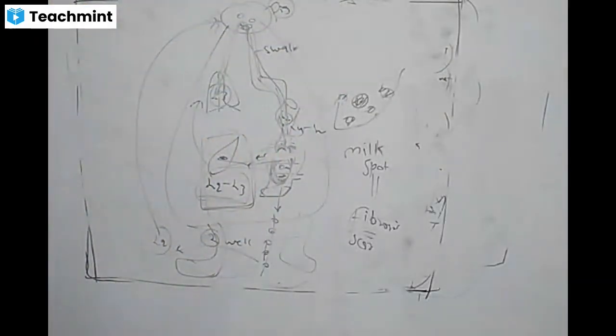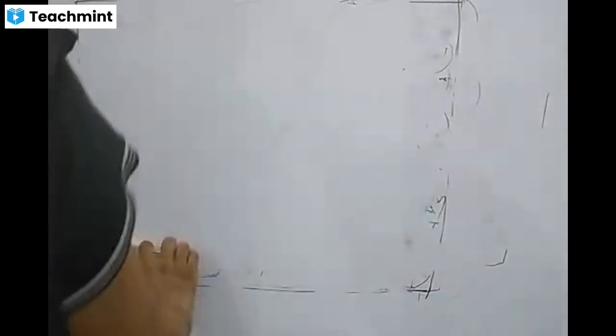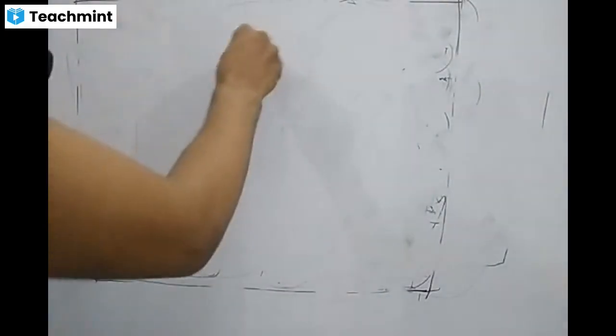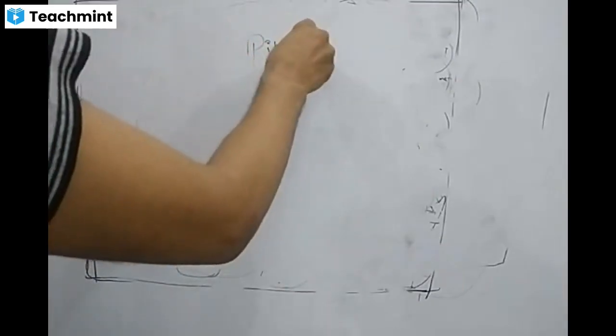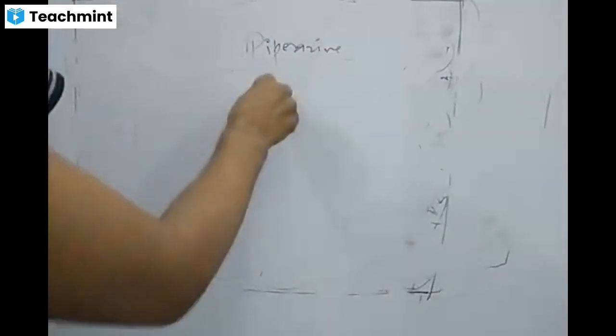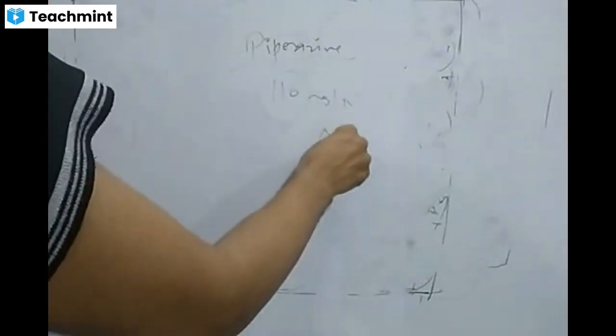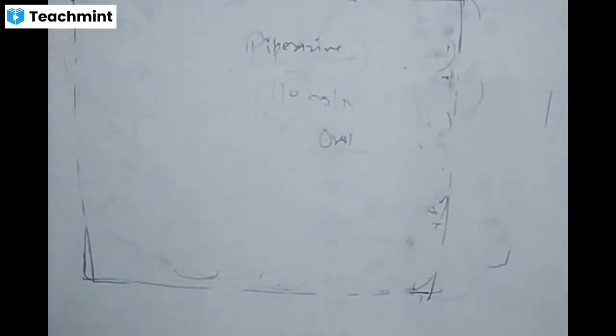And the drug of choice, in the 2019 RPSA VO exam they have asked. So what is the drug of choice? The drug of choice is piperazine 110 mg per kg body weight orally. So this is your drug of choice.